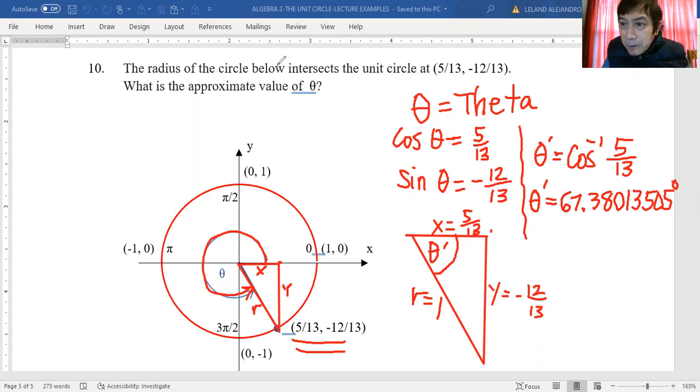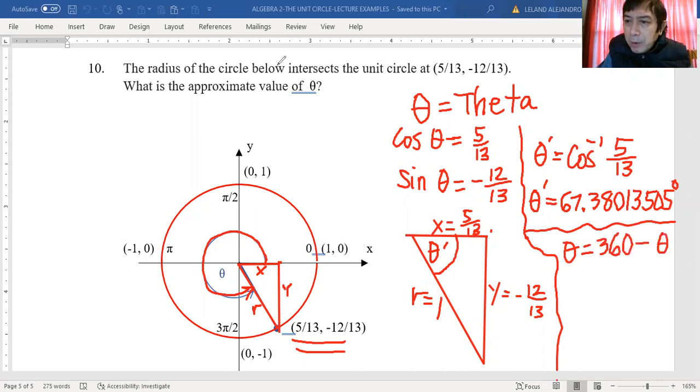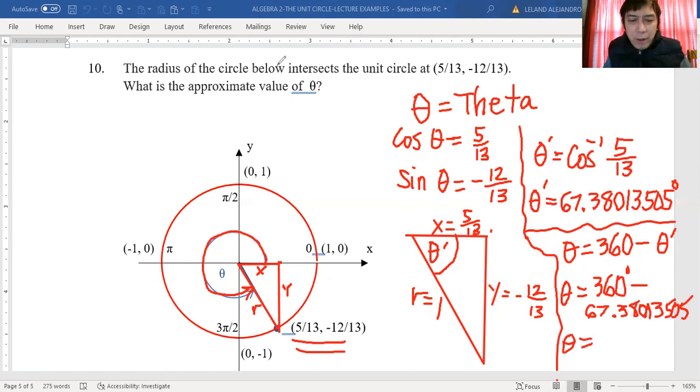Now we're after the larger angle. This will be for our final answer. Theta is 360 minus theta prime. So this will be 360 minus 67.38013505, and this will be, of course, 292.